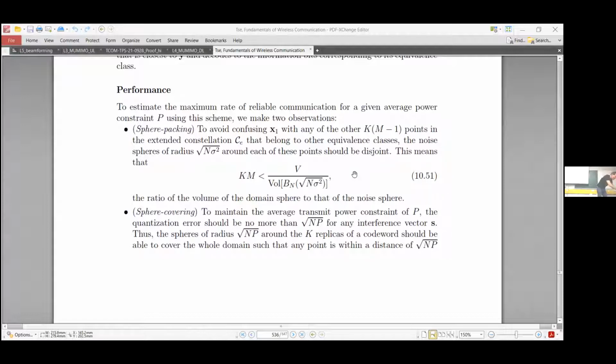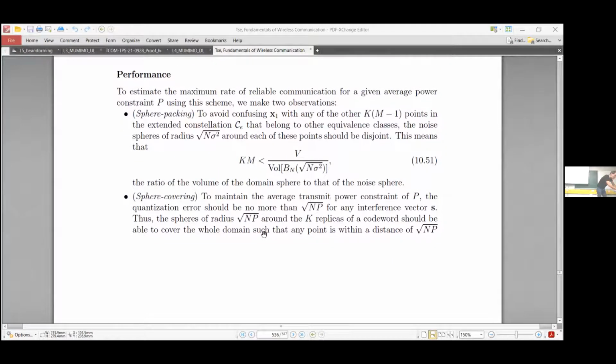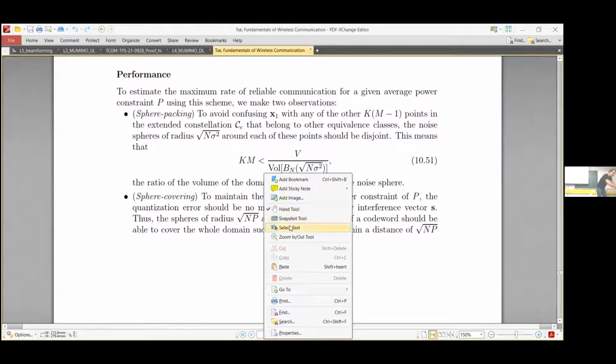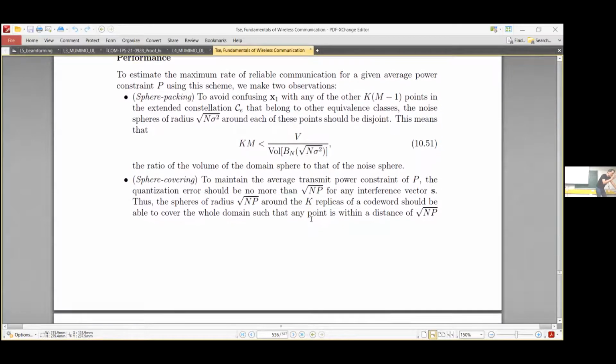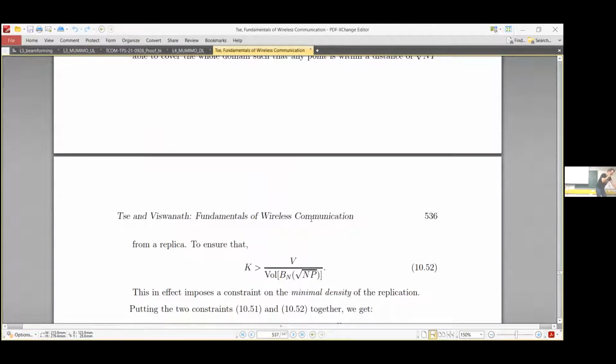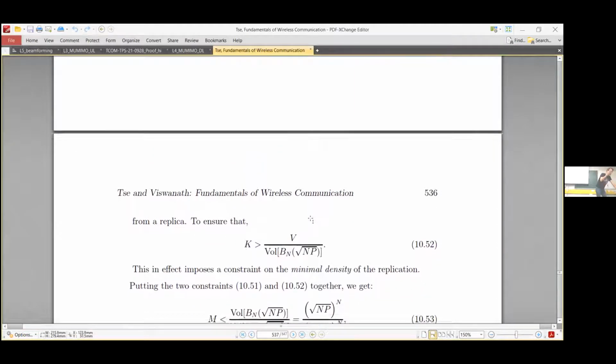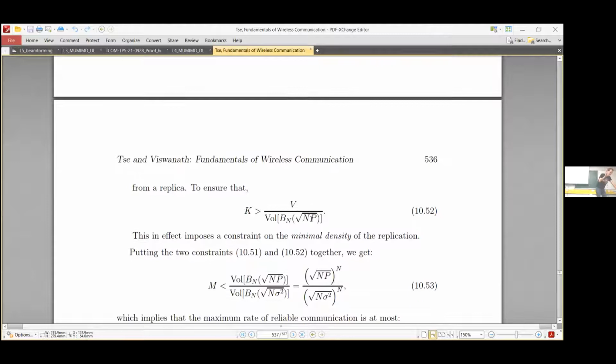I don't know how it is said in there. The spheres of grade is about to K replicas. So yes, this is the constraint that these replicas should be able to cover all possible realizations of the interference with power P, right?